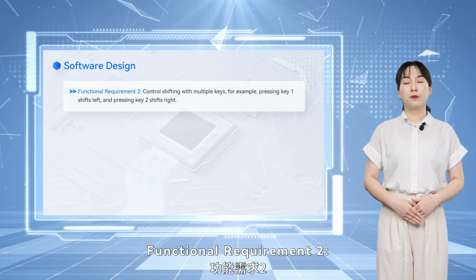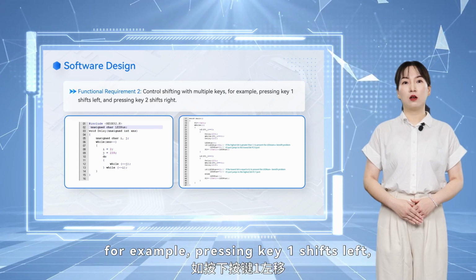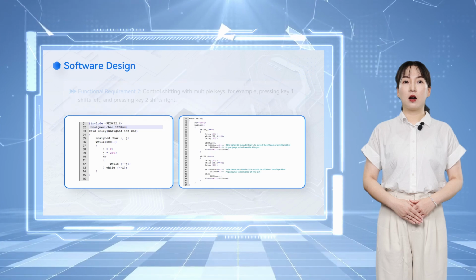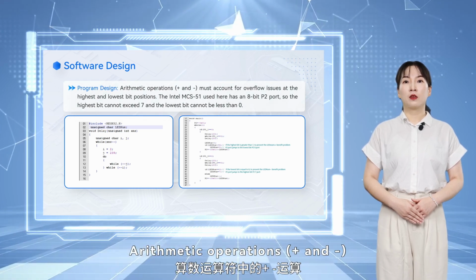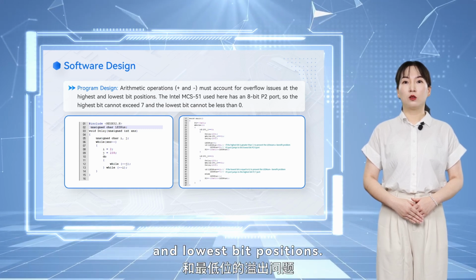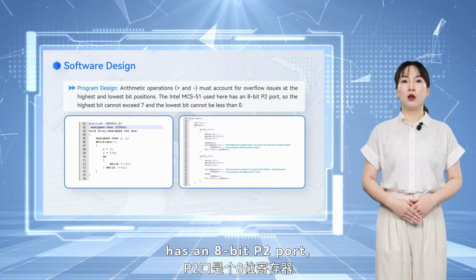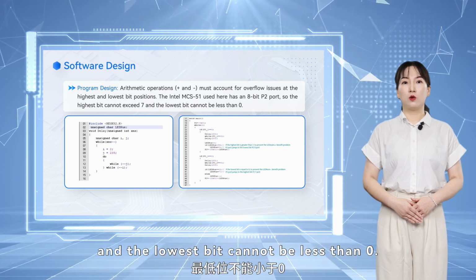Functional requirement 2. Control shifting with multiple keys, for example, pressing key 1 shifts left, and pressing key 2 shifts right. Program design. Arithmetic operations, plus and minus, must account for overflow issues at the highest and lowest bit positions. The Intel MCS 51 used here has an 8-bit P2 port, so the highest bit cannot exceed 7 and the lowest bit cannot be less than 0.